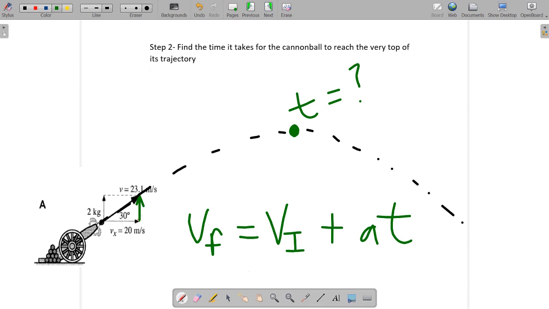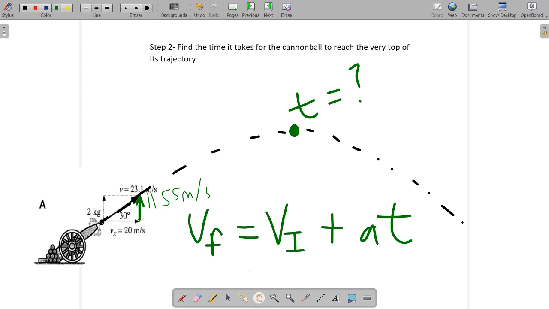Now, in order to solve for the time it takes to reach the top of its trajectory, we're going to solely focus on what's happening in the y direction, because remember, we're treating y as if it's independent of x. So we're going to focus on y first, and then by the time we get to the end of this problem, we're going to look at x. But focusing solely on y, remember, this cannonball, the moment it was launched, had an initial velocity of 11.55 meters per second. That was the initial velocity of the cannonball.